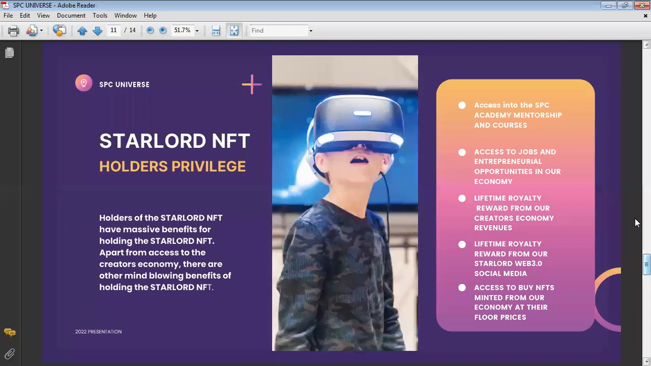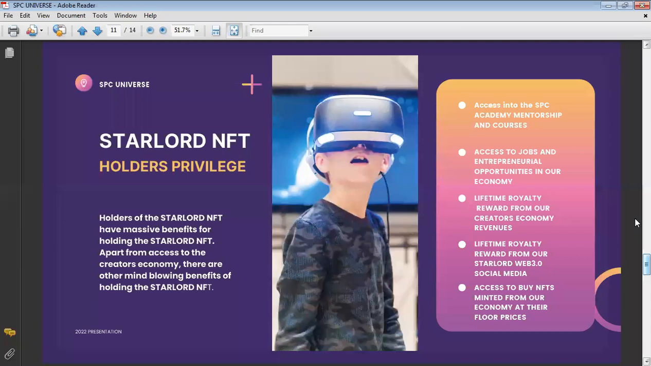Holders of the Starlord NFT have massive benefits for holding the Starlord NFT. Apart from access to the creators' economy, there are other benefits of holding the Starlord NFT. The first one is access into the SPC Academy mentorship and courses. I just showed you the mentorship courses.